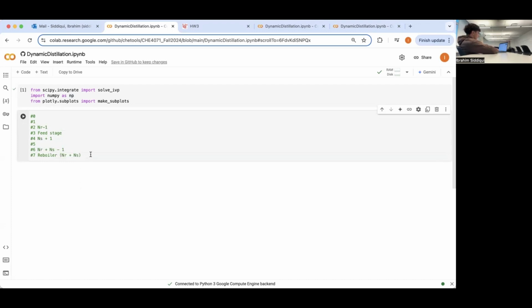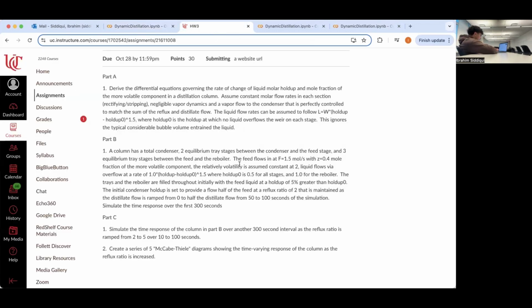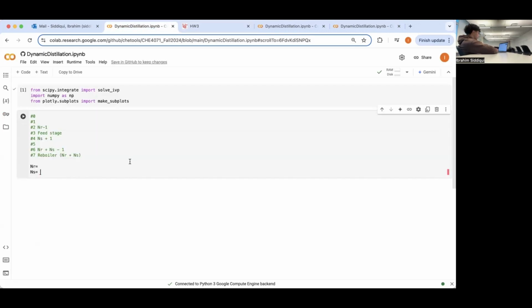Now that we've defined this, we want to define how many stages are in our rectifying and stripping sections, which we denote as NR and NS. Our rectifying section is 3 stages, and our stripping section is 4 stages, as you can see here: 1, 2, 3, 4.